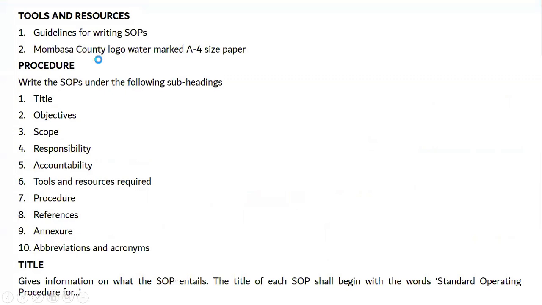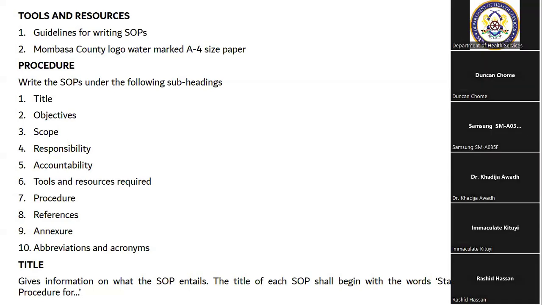The tools and resources, you'll have to write them down as a guideline for writing SOPs, and this will be correlated to the actual aspect of commodities that you're preparing the SOP for. So procedures, there will be a number of subheadings in each SOP to outline: the title, the objective, the scope, responsibility, accountability, tools and resources required, the procedure, the references, annexure, and abbreviations and acronyms. We'll project a sample SOP that will just give you an outline. So basically, this is the main outline of the SOP.